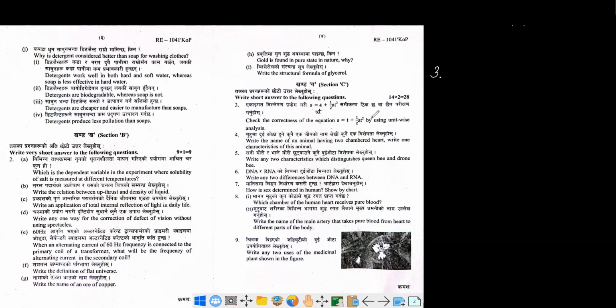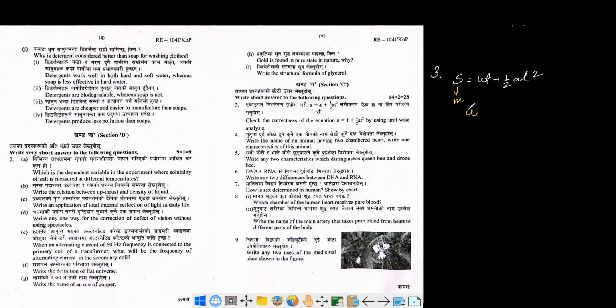Using unit-wise analysis, we have to verify whether this is correct or not. This is a simple formula, the equation of motion: s equals ut plus 1 by 2 at square. We know s is the distance covered, so it definitely has the unit meter. The SI unit is meter. So we have to look at the RHS.